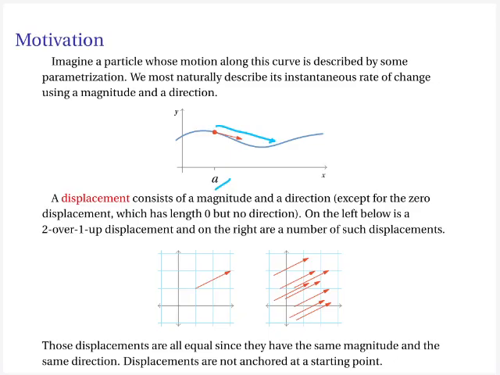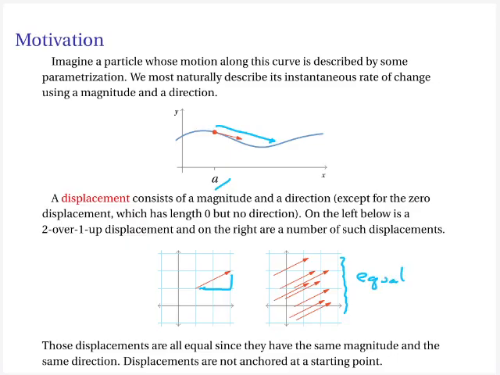And one technical point is that the zero displacement has length 0, but it doesn't make sense to give it a direction. On the left below, I have a 2 over and 1 up displacement. Okay, and on the right are a bunch of other displacements. Every one of those is a 2 over and 1 up displacement. And the point of drawing them all is to say that every one of these has the same magnitude and the same direction. So they are not just a lot alike, they are in fact equal.